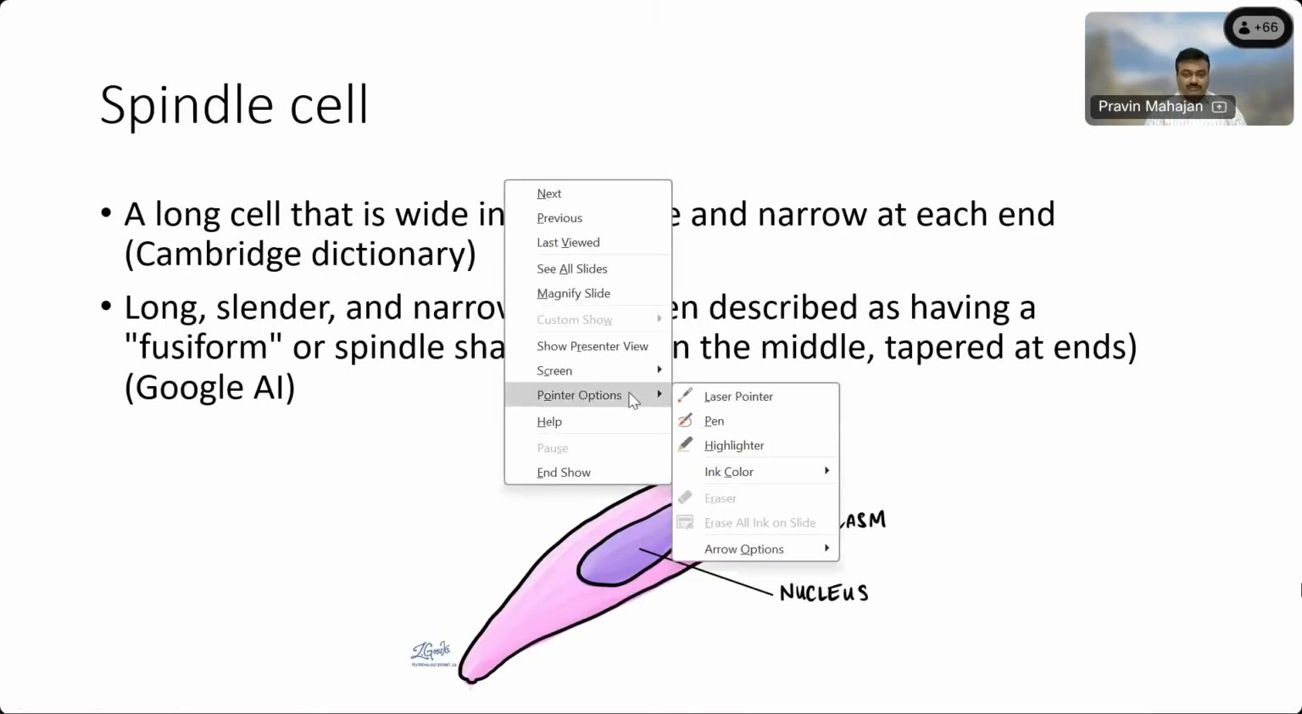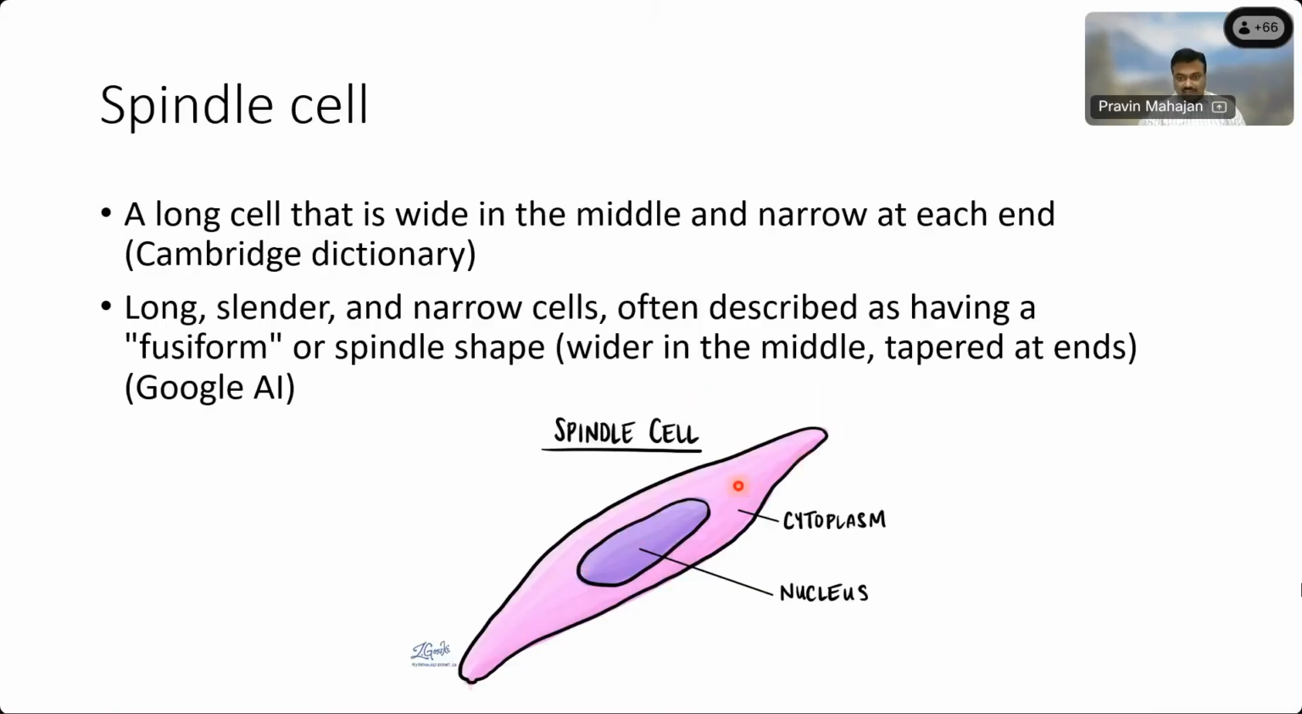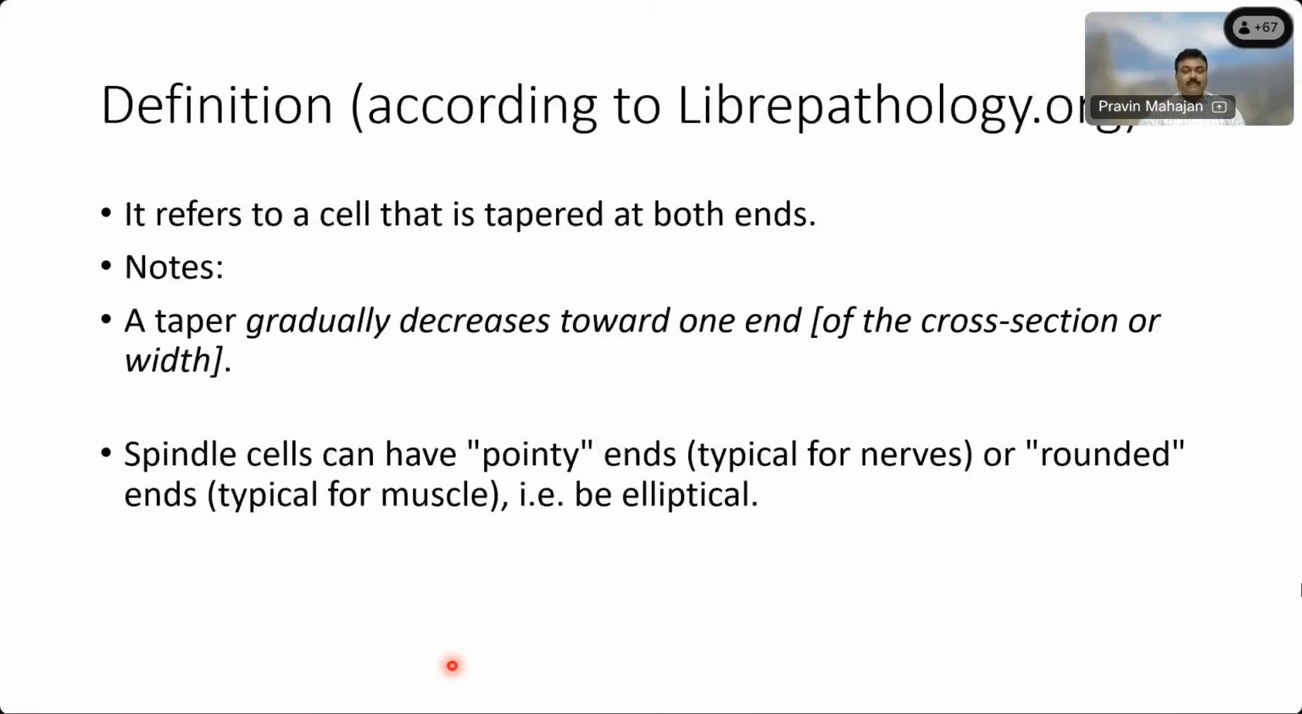A cell which has got tapered ends. It's elongated. It has a nucleus also, which is elongated. It is wider in the middle and tapered at both ends. Okay, that's how it should look like.